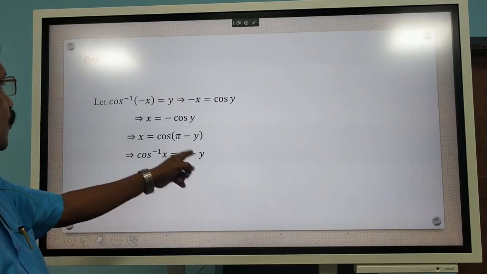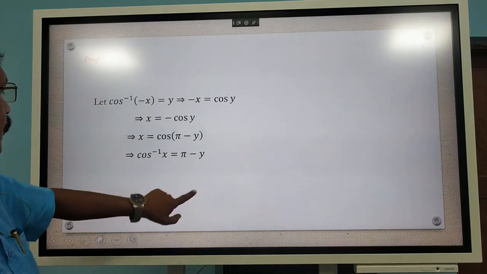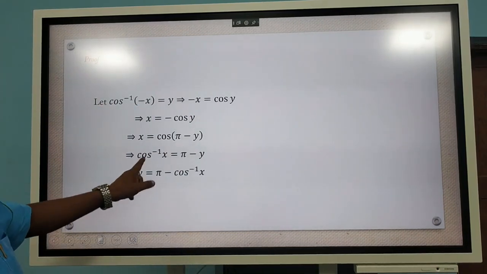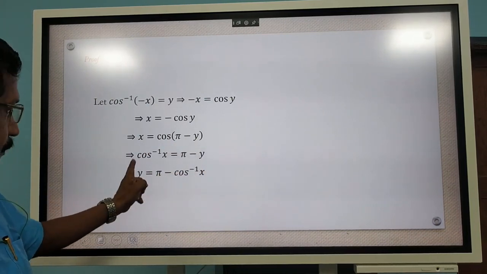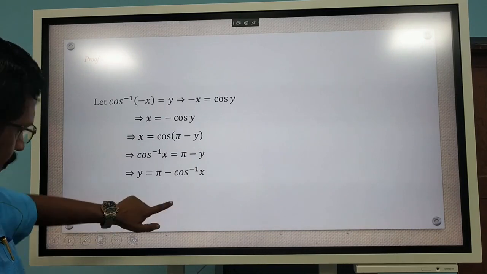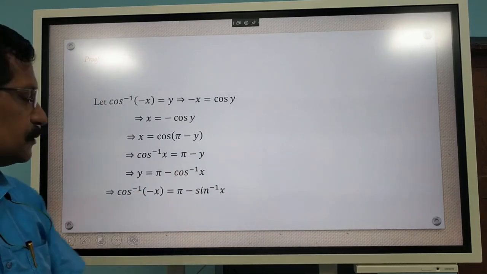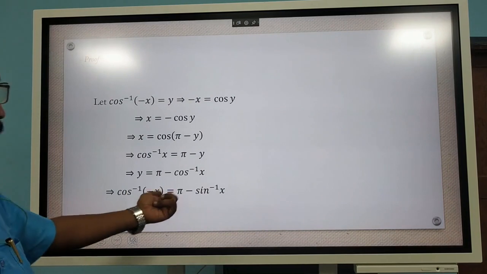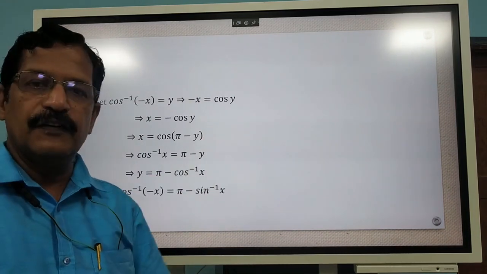But what is y? y is cos inverse of minus x. Bring the cos inverse to the right hand side and y to the left hand side and apply this result. So cos inverse of minus x is equal to pi minus cos inverse of x.